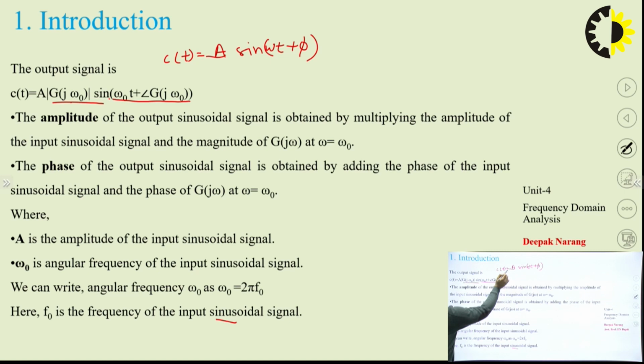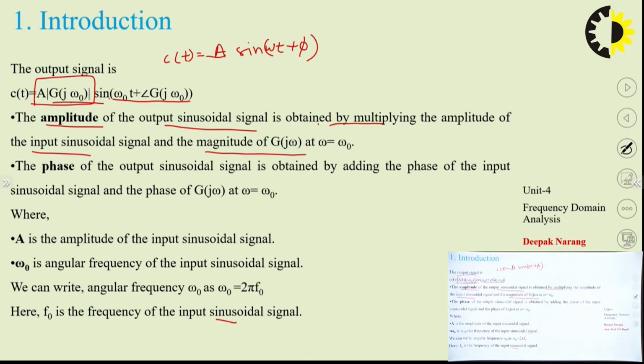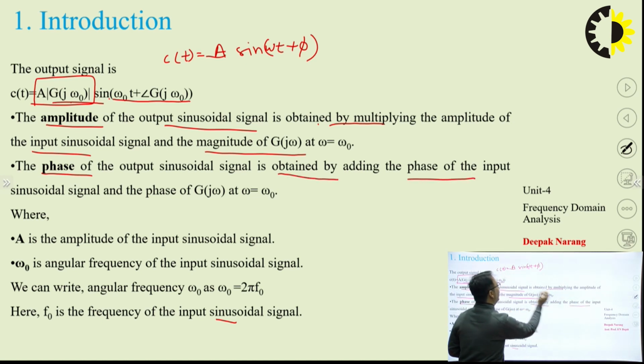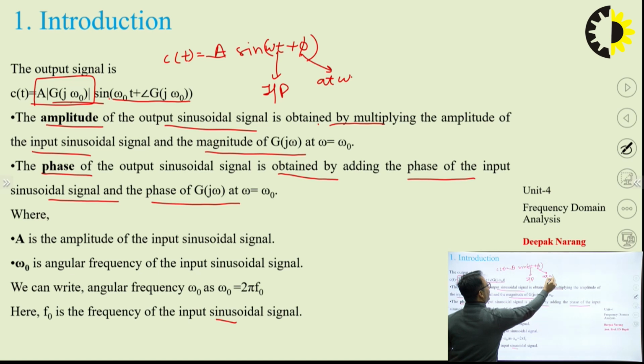Okay. So the amplitude of the output sinusoidal signal is obtained by multiplying the amplitude of the input signal and the magnitude of G(j omega) at omega equal to omega naught. In the same way, the phase of the output signal is obtained by adding the phase of the input sinusoidal and the phase of G(j omega) at omega equal to omega naught.